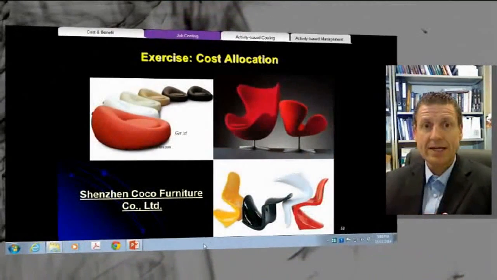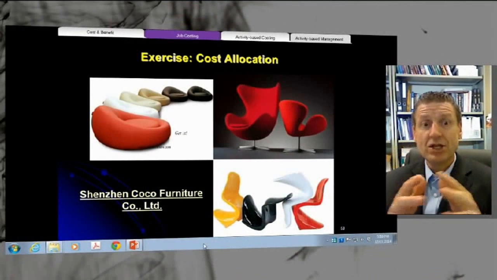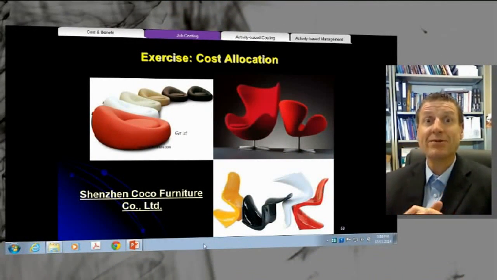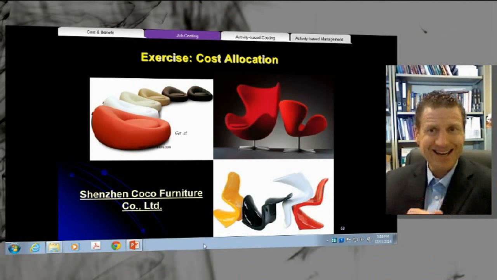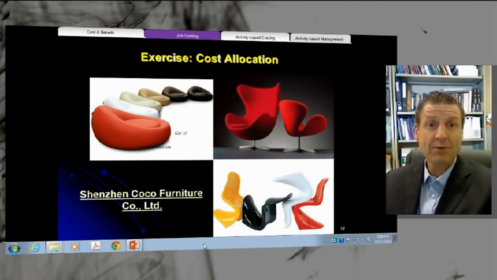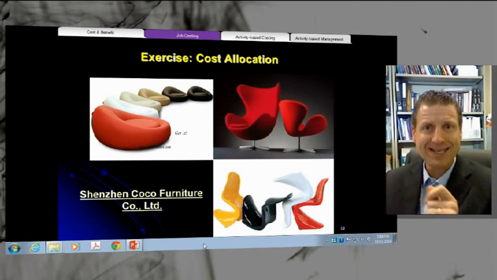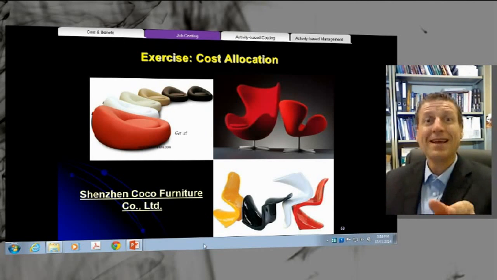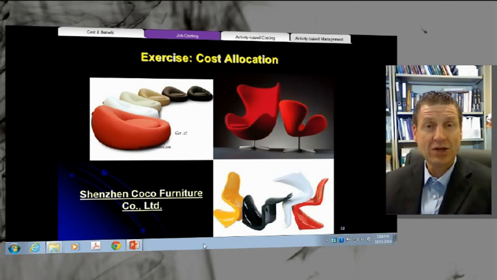Here's our exercise. It's St. John Cocoa Furniture Company Limited. They make chairs, as you can see here. Yes, red chairs, yellow chairs, black chairs. They've got the lot. Obviously, there are different types of chairs they're making. There are some fabric ones, some foam ones, and some plastic ones. There you go. So let's have a look at how job costing, or the way we allocate costs, can help us make better decisions.